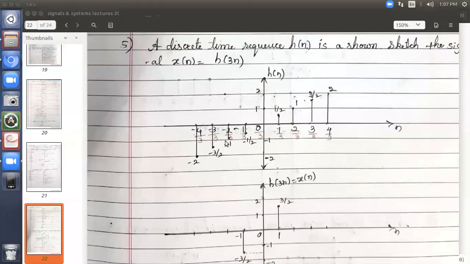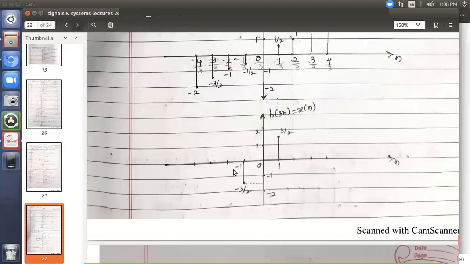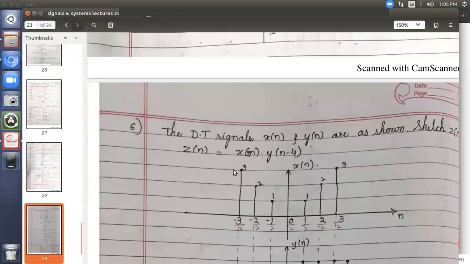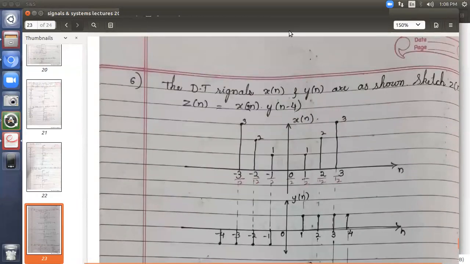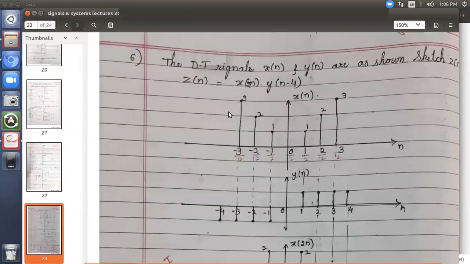So I hope you understood this. Any doubts? It's a very simple question. Similarly, can you try this? Can you try this problem? This is one more problem. There are two signals given here.